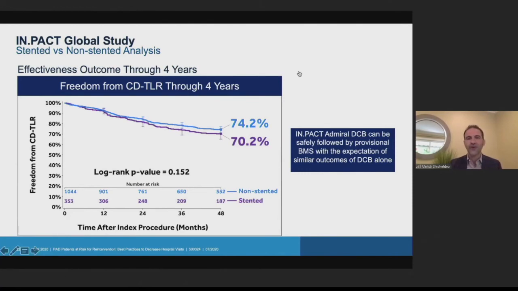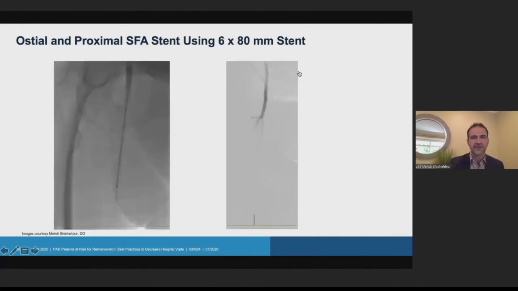But look at the data. This is up to 4 years for long lesions with bailout stenting. And again, Peter highlighted this very nicely. Rather than stenting a 35, 40 centimeter lesion, now I can just stent 7, 8 centimeters. So spot stenting, or using the TACK device, as you highlighted, which is a very wonderful device in trying to bail us out in this situation. So the data speaks for itself, in my opinion. 74% and 70% patency up to 4 years, stented versus non-stented, no difference. It gives us the patency that we want.